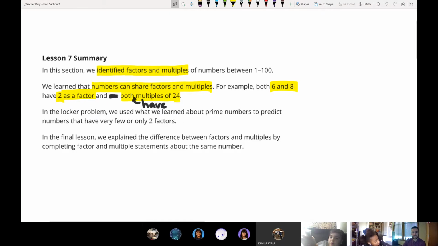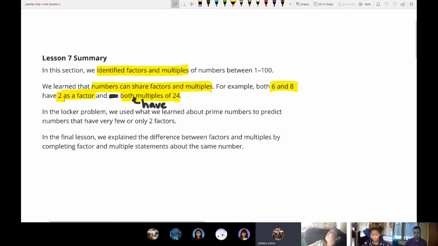How do we know that 6 and 8 both have 2 as a factor? So how do I know that 6 has 2 as a factor, and then how do I know that 8 has 2 as a factor? Let's do those two separately. What math problem can we show to prove that 2 is a factor of 6? Camila. 6 times 2 and 8 times 2.